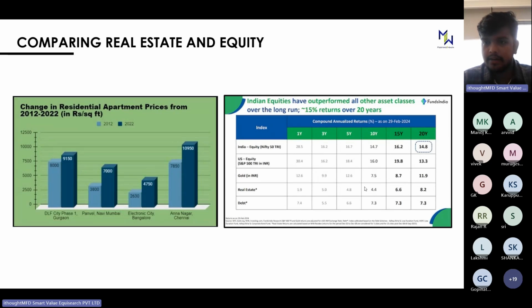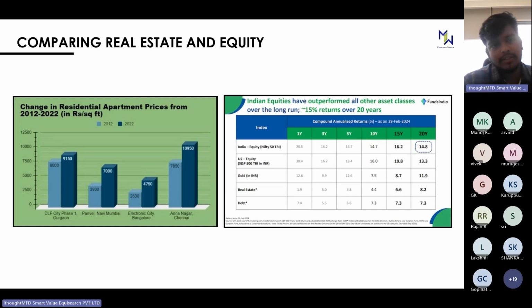And the real estate returns for a 10-year period are 4.4%. On a 20-year period, the Nifty 50 is 14.8 and real estate is 8.2. So on an average, real estate even in metropolitan cities has a CAGR of around 8 to 10%. But if you take the case of equities, it will generally be around 11 to 12%.